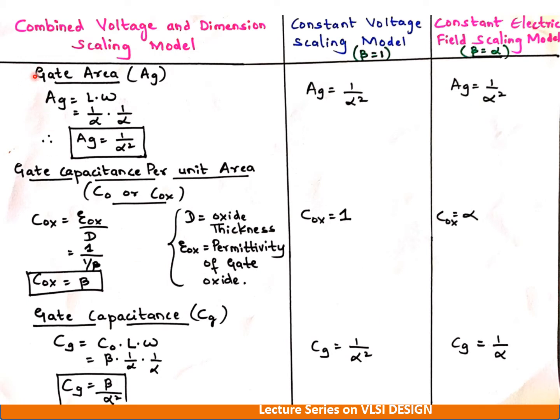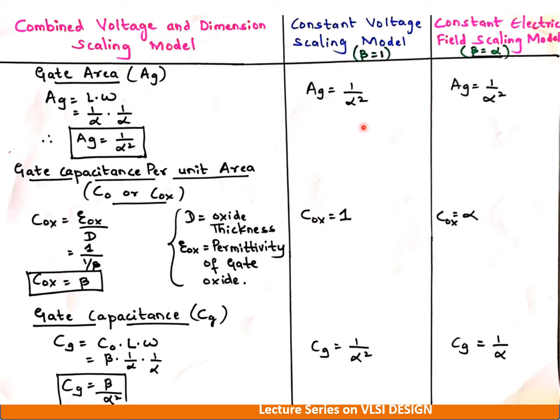So now let us determine scaling factors for the device parameters in three scaling models: combined V and D model, constant voltage scaling model, and constant electric field scaling model. So gate area is given by length into width. Both length and width are scaled by 1 by alpha. Therefore, scaling factor for gate area is 1 by alpha square in combined V and D scaling model.